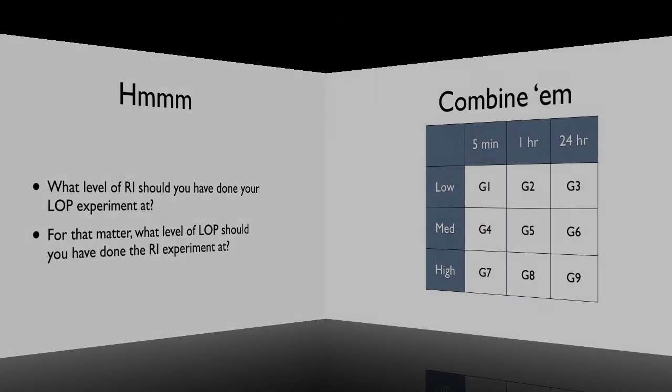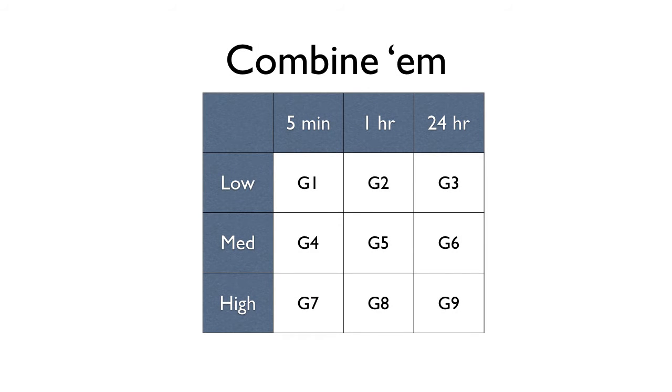Well, what we do, of course, is we're going to combine them. So we're going to get groups of subjects, group 1, group 2, group 3, 4, 5, 6, 7, 8, 9. Okay?